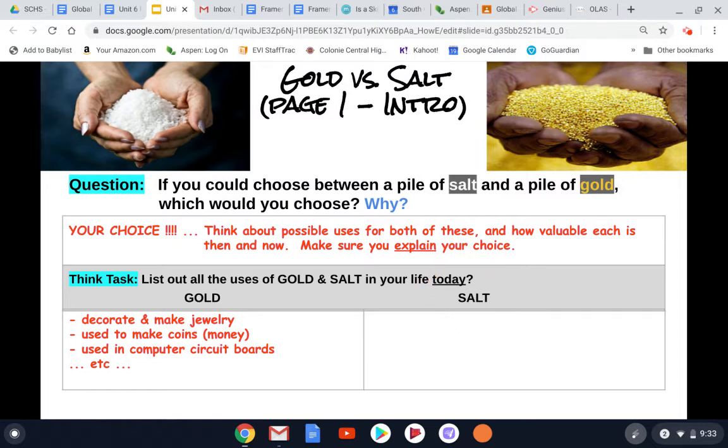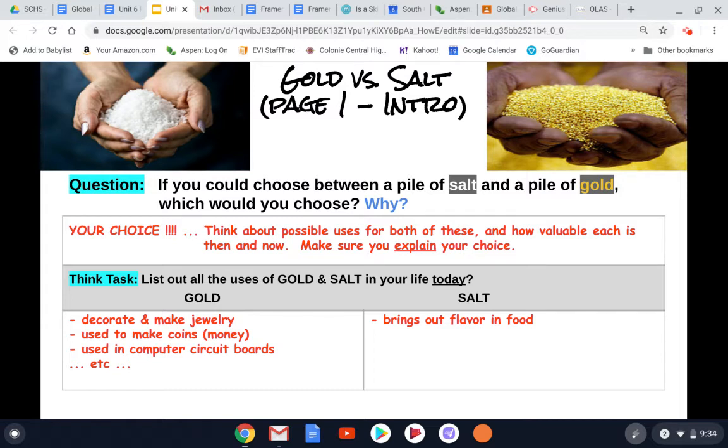Salt, we might think is not as valuable today when we think of the cost of it. I'll be interested to see what you put in this first box up here. But when we think of the uses of salt, I actually had more uses of salt than gold. The first thing I think of using salt in is putting it on our food. It flavors our food. It often brings out the flavors that are already naturally in our foods and makes it a little more robust.